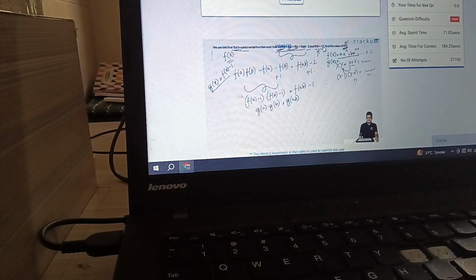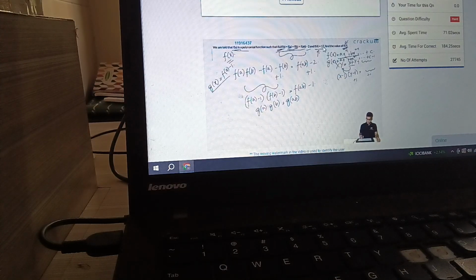All the powers of x will have the same coefficients, that is this will be equal to a into x to the power n plus b into x to the power n minus 1 plus dot dot dot. Only the constant term will be lesser by 1. So this is also a polynomial function. What is the value of g of 4? Because f of 4 is 17, g of 4 is equal to 16.